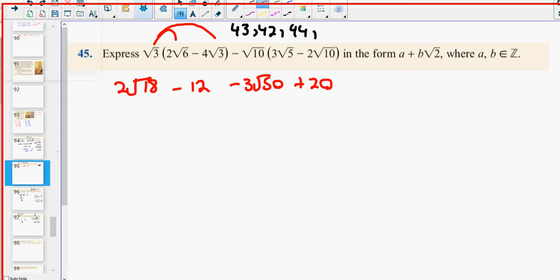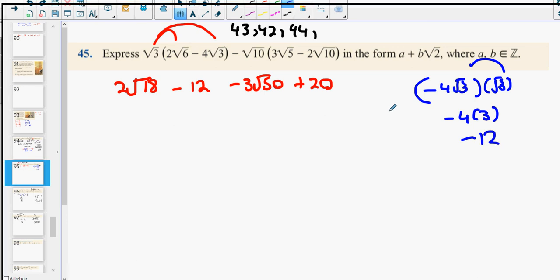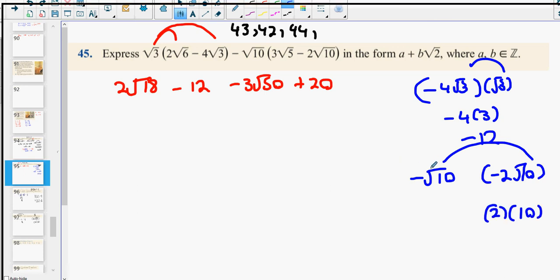Okay, gotcha. The minus 12 comes from minus 4 root 3 multiplied by root 3. You pair off the root 3's to get 3. And then minus 4 times 3 is minus 12. Likewise, the minus root 10 gets multiplied by minus 2 root 10. The root 10's pair off to give you 10. And then 2 times 10, 20.